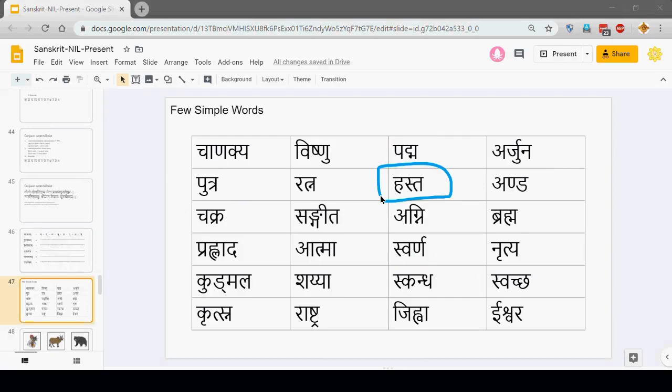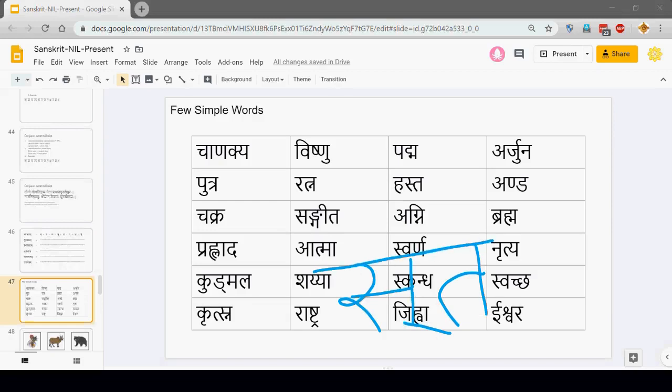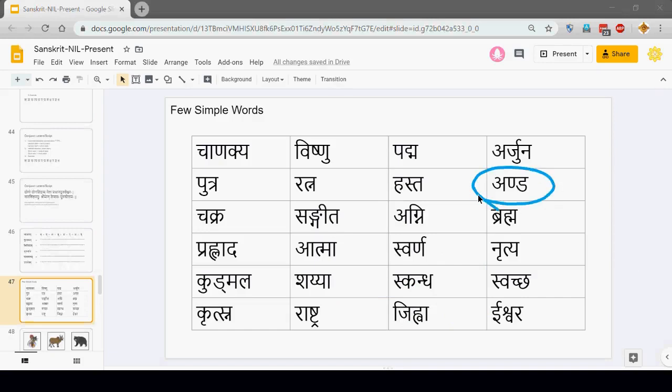Hasta. Hasta, left to right. So here we are going from left to right in the conjunct case. So first one is the consonant part, and there is the hasta. Hasta is hand.